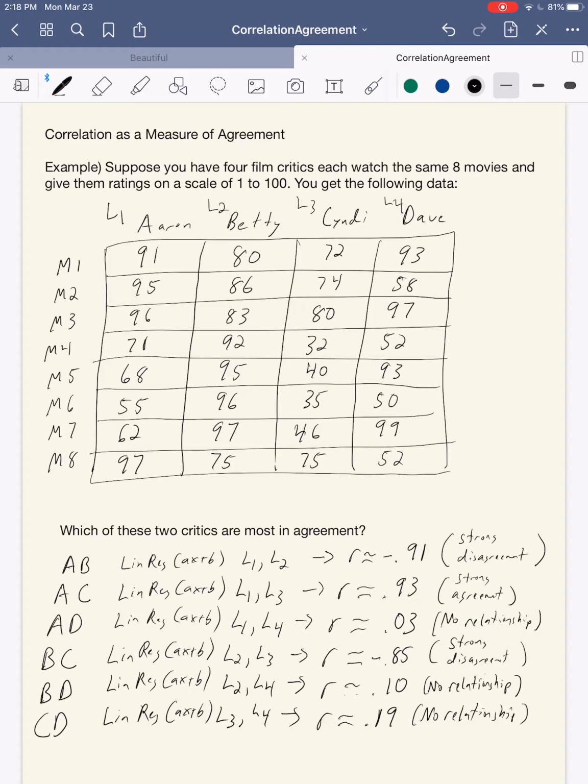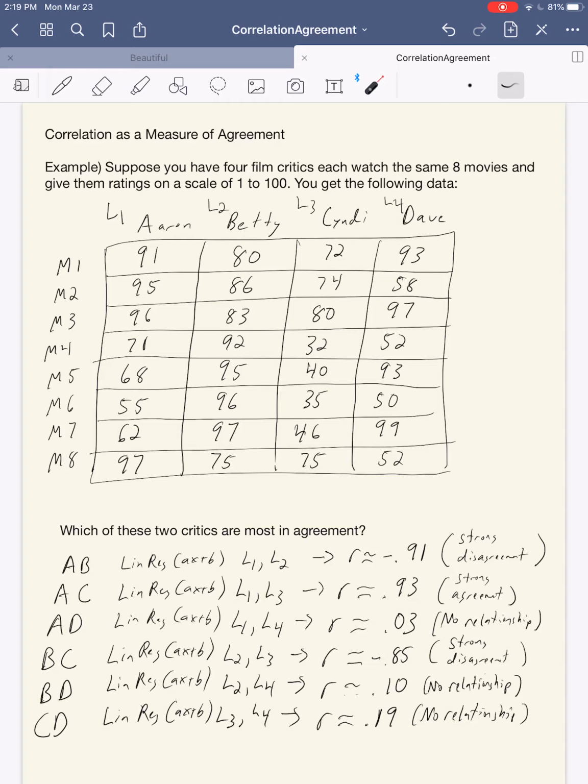And that's expected, right? What we've figured out is that despite the fact that all these people give different scores, Ehren and Cindy basically agree about which of the 8 movies are the best and the worst. Betty, even though she gives generally high scores overall, disagrees with Ehren and Cindy. And Dave is out there on his own. He doesn't really agree or disagree with either of them.